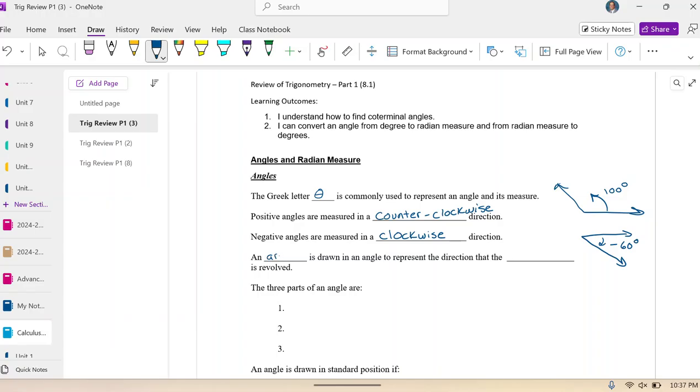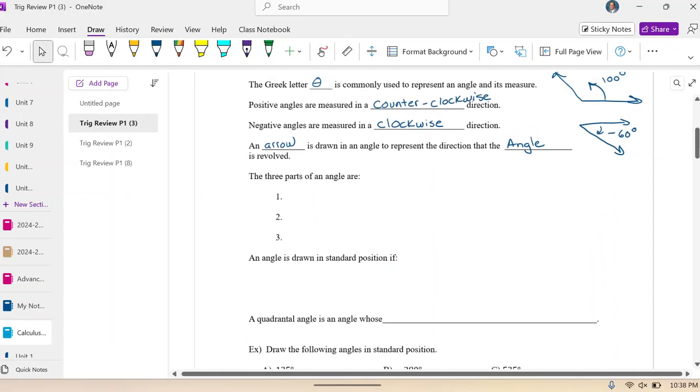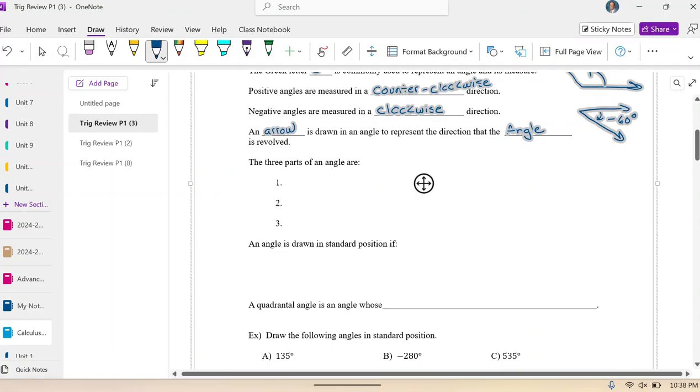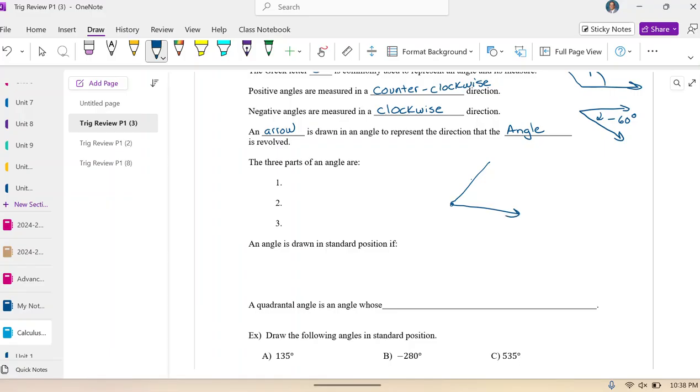An arrow is drawn in an angle to represent the direction that the angle is revolved. There are three parts to an angle. So if you draw an angle, there are three parts to the angle.